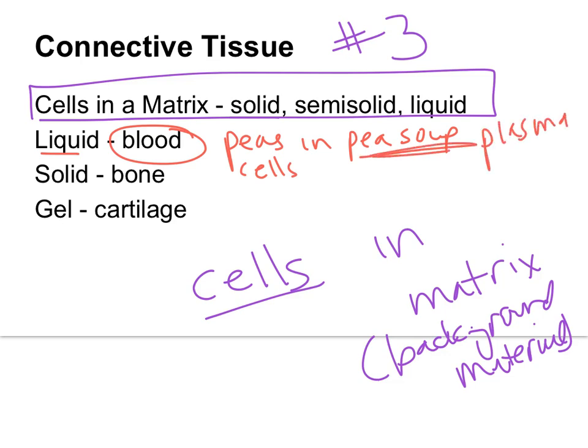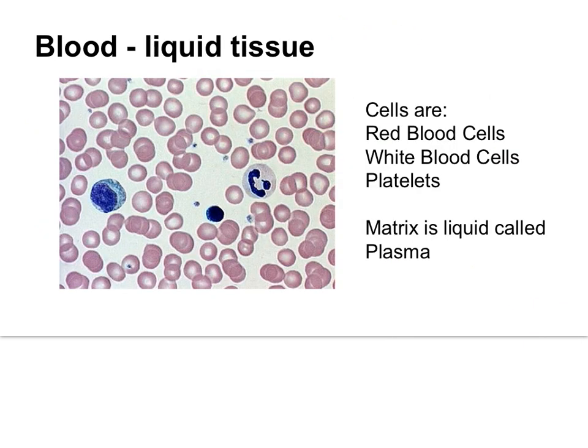That's the liquid part. An example of a connective tissue that has a solid matrix is bone. Bone has cells in it, but the matrix of bone is solid because of minerals like calcium and phosphorus. And then we have an example of a gel matrix, which is what we see in cartilage. If you bend the tip of your nose or you bend your ears, you can tell what cartilage is. It is semi-solid.